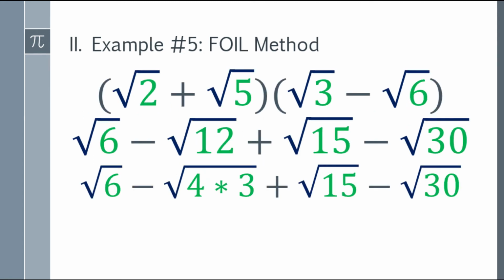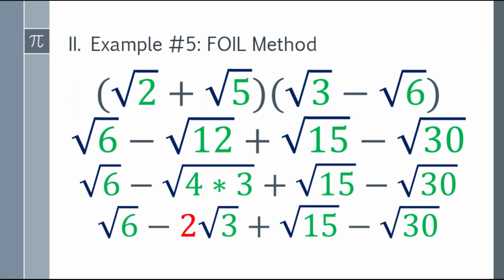Okay, so let's simplify it further. What can we simplify here? The only one we can simplify is the square root of 12, because the others cannot be factored with a perfect square. The 12 is 4 times 3, so it becomes square root of 4 times 3. Simplifying further, that will be 2 square root of 3. So the final answer will be square root of 6 minus 2 square root of 3 plus square root of 15 minus square root of 30.